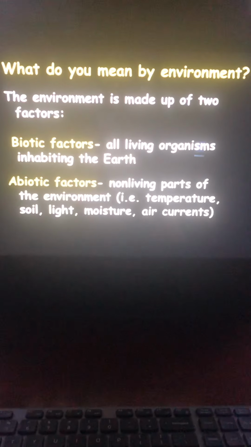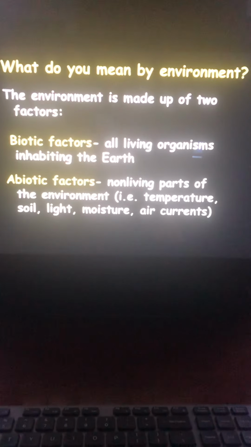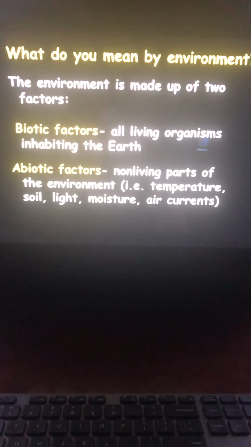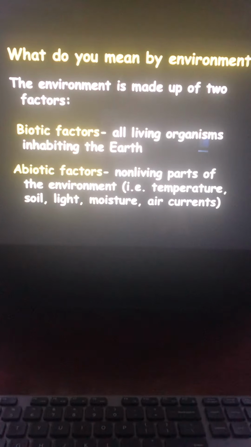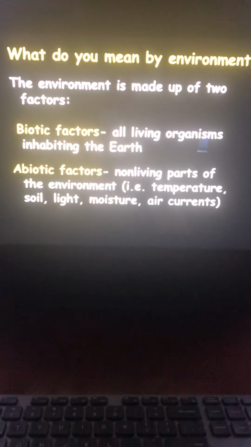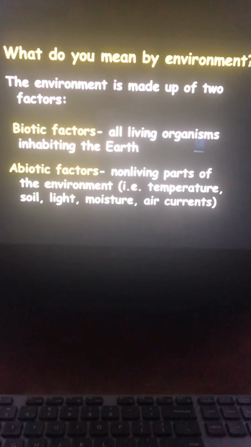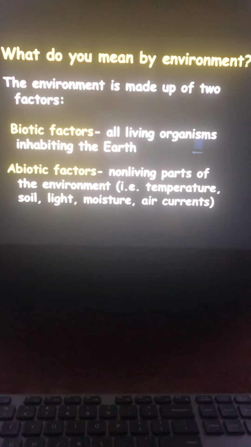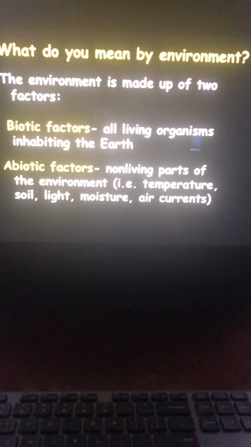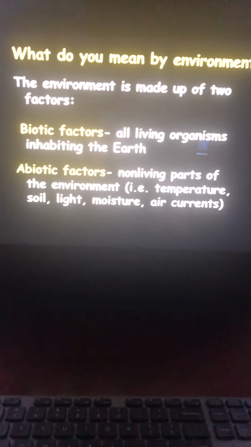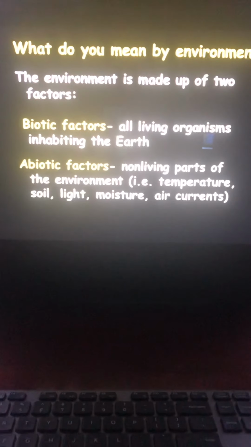What do you mean by environment? The environment is made up of two factors. There are biotic factors that live in the environment and abiotic factors that live in the environment. Biotic factors are all living things that inhabit the earth, and abiotic is anything that is non-living. So they're all the non-living parts of the environment, like temperature, soil, light, moisture, air currents, water. All of that is considered to be non-living because they are not made of cells.